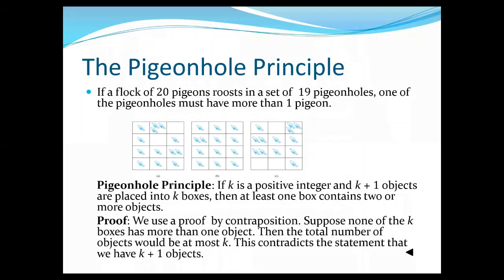Basically, the pigeonhole principle says that if k is a positive integer and k plus 1 objects are placed into k boxes, then at least one box contains two or more objects. So the number of containers is less than the number of objects. We could say that at least one container holds more than one object, or at least two objects in one container. That's the minimum. That's the pigeonhole principle.